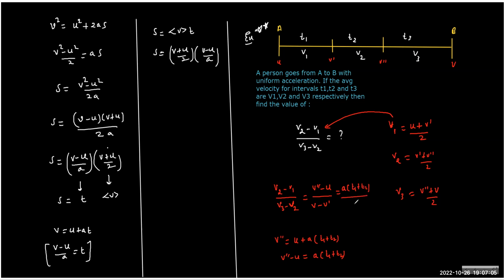Similarly, V minus V dash, what can we write? A into T2 plus T3. And you can clearly see this A will cancel out. So the answer we got in terms of the known variables is T1 plus T2 upon T2 plus T3. Is this clear, guys? Yes or no? Yes, sir. I hope this makes sense to you. Okay.